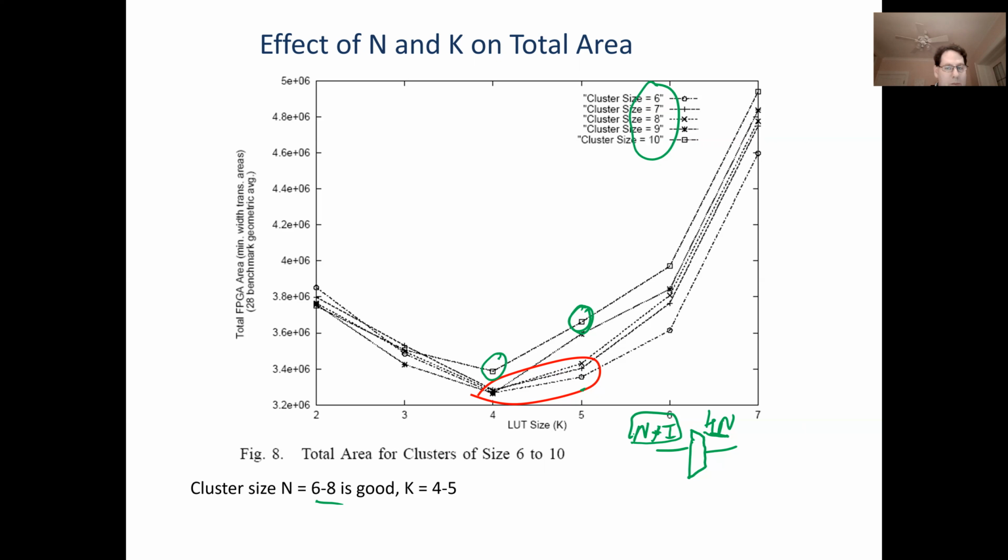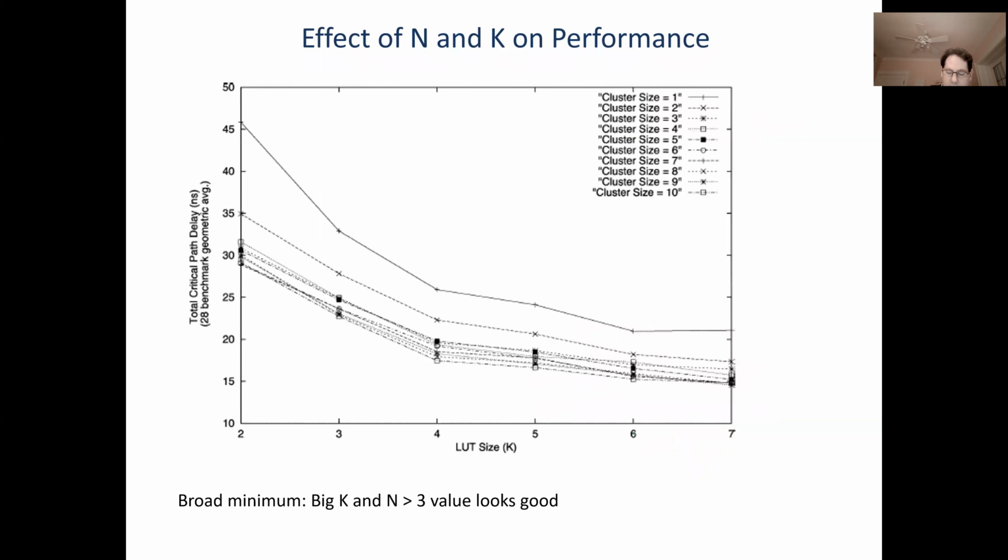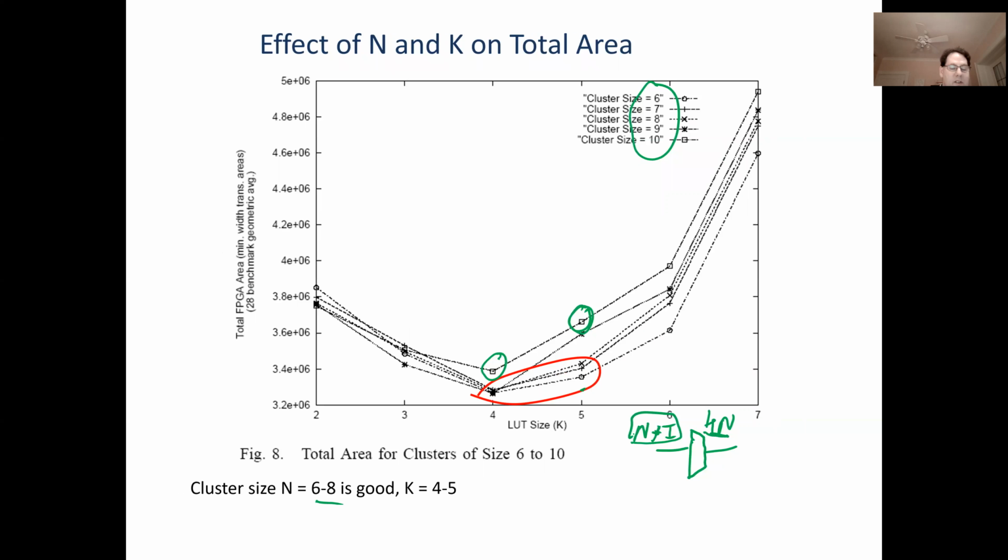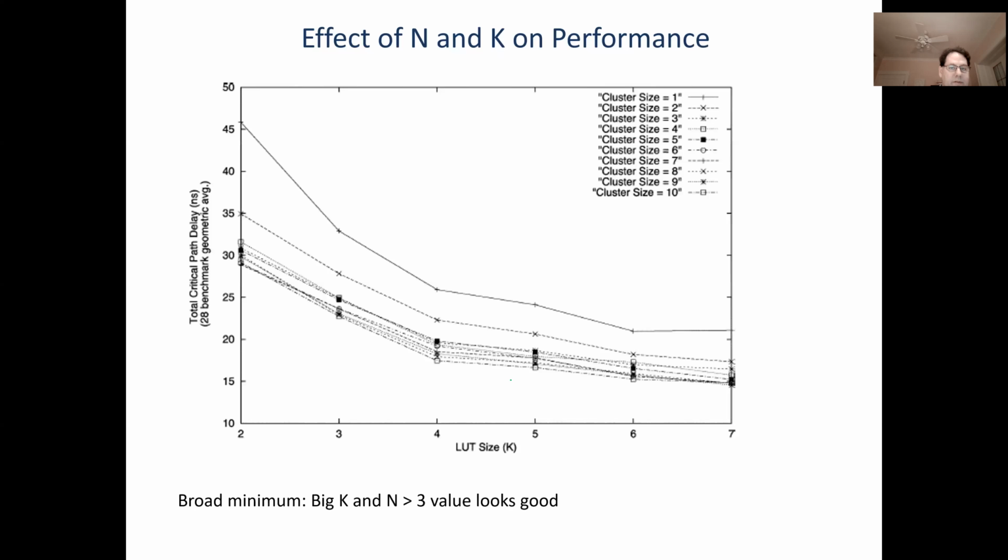So even though we're capturing more and more connections inside the cluster, we don't need as much routing outside the cluster. This quadratic growth eventually kills us. Okay, so we want to kind of be balanced. Moderate but reasonably large LUT sizes and cluster sizes are good.